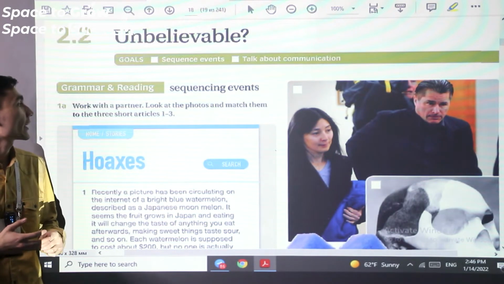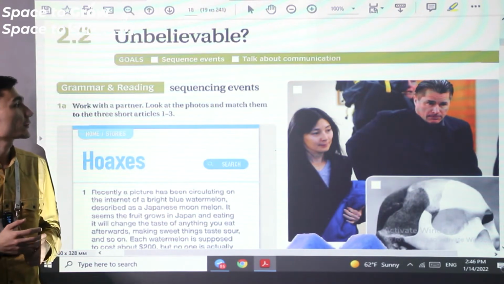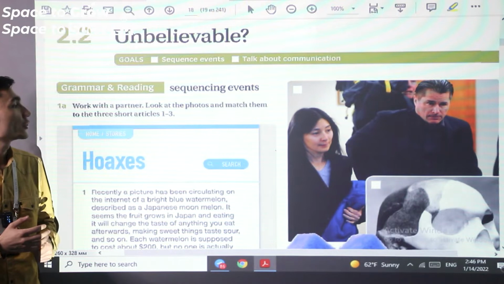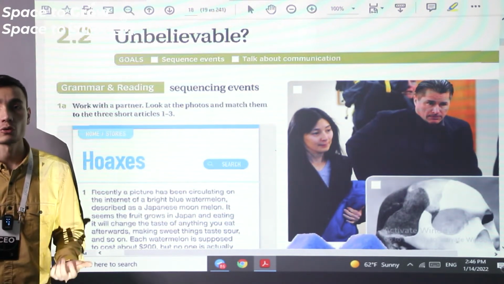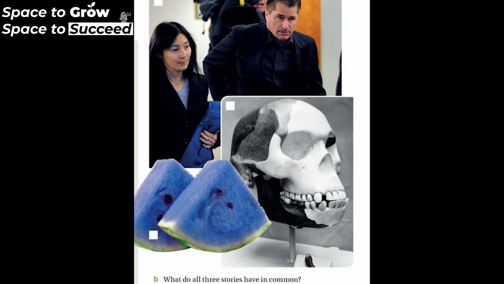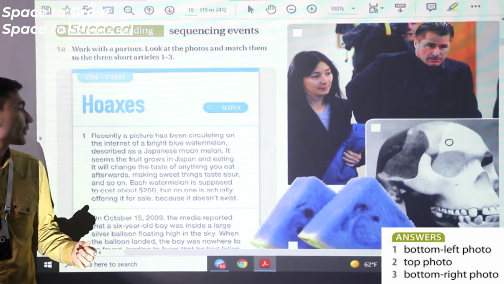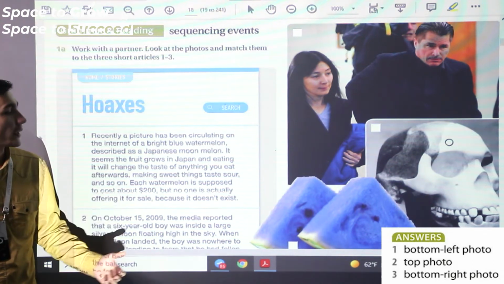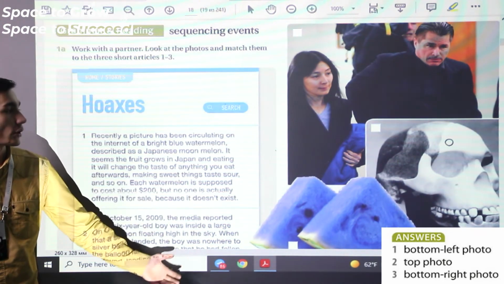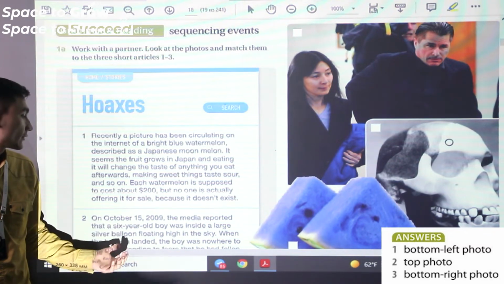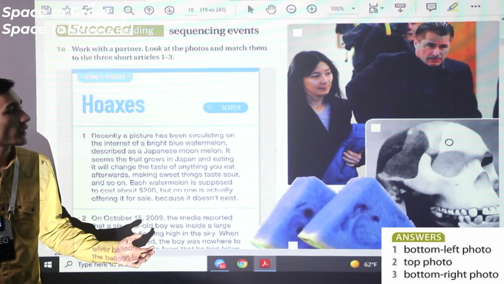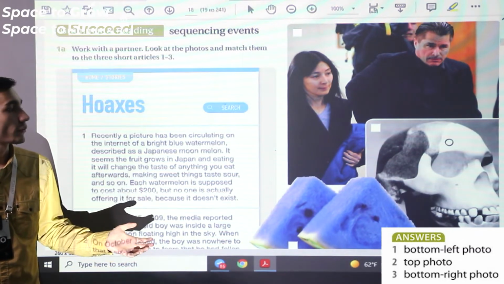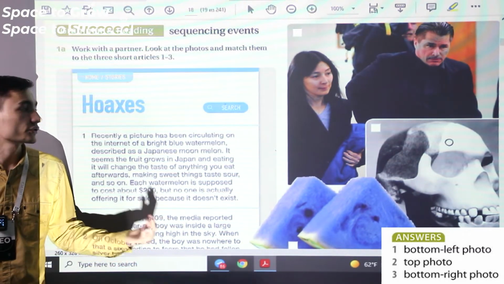Exercise 1A, work with a partner. Look at the photos and match them to the three short articles. Pause the video and try to do this exercise on your own. As you see, first is the bright blue watermelon. It's at the bottom. Second is about the boy at the top, and the third one is on the left, right bottom. It's a photo of a skull.